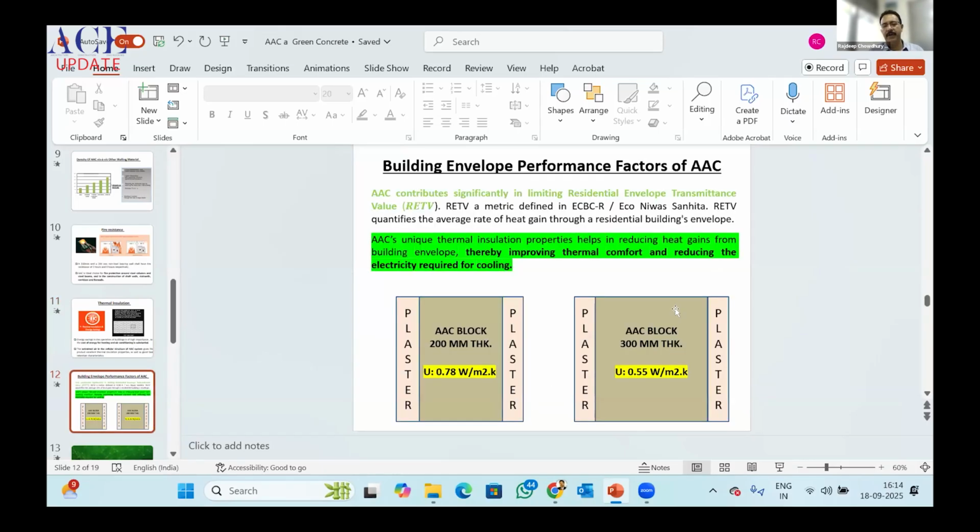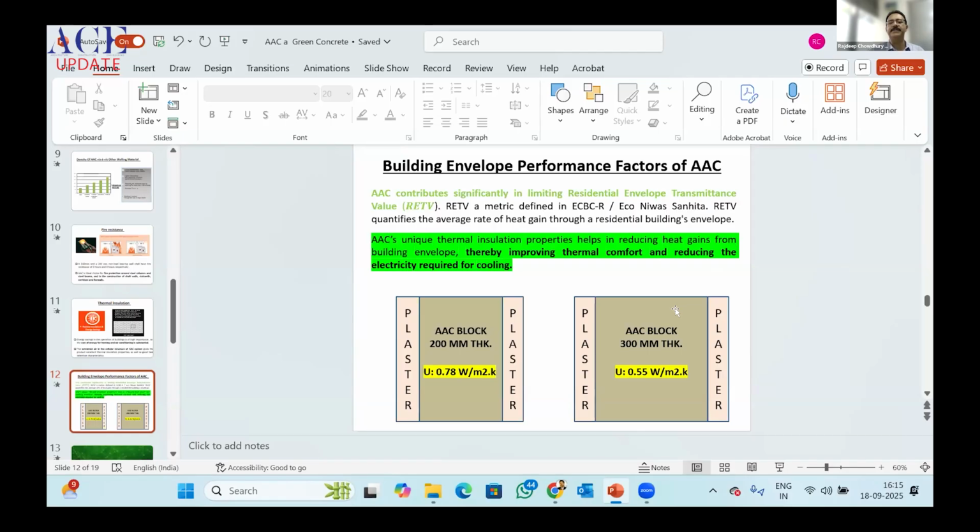Another important factor, again because of thermal efficiency, when you go for any energy efficient designing, is RETV. RETV stands for residential envelope transmittance value. The RETV value is a metric that is already mentioned in ECBC and Eco Niwas Samhita. It is the average rate of heat gain through a residential building's envelope. So AAC's unique thermal insulation properties help in reducing heat gains from the building envelope, thereby improving thermal comfort and reducing the energy or electricity requirement for cooling.